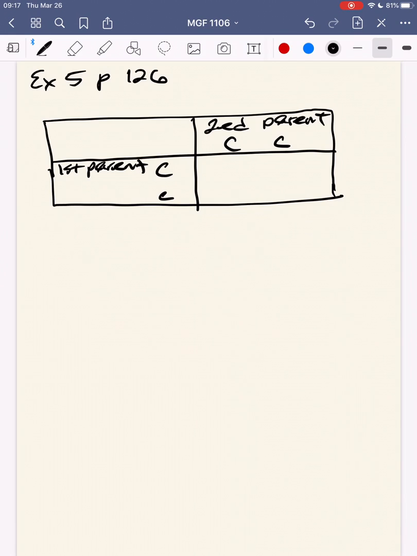And so there's a chance here that the first parent and the second parent don't transfer over that cystic fibrosis gene. There's a chance here that the child could be a carrier from one parent. There's also a chance here that that child could be a carrier. And then there's also a chance that that child will get both genes, one from each parent, and totally have cystic fibrosis. Now they ask us for the chance that the child will be a carrier.